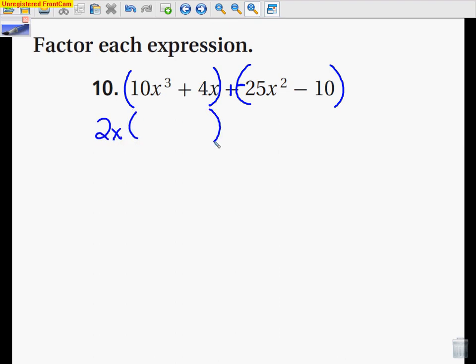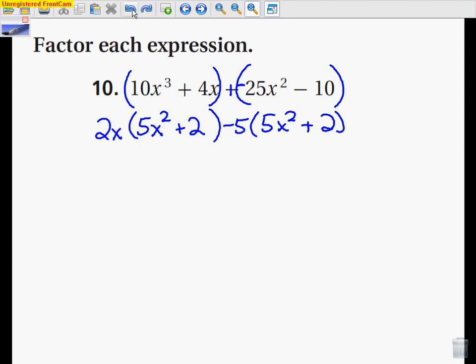Left on the inside, when you divide that out, you get 5, because 10 divided by 2 is 5. And then you had 3 x's, you took 1 out, so there are 2 x's left, so that's x squared. Same thing here, you're going to divide out the 2, so 4 divided by 2 is 2. You had 1 x, you took it out, so there's no x's left. And then here, between negative 25 and negative 10, you could take out a common negative 5. All right, if you divide out a negative 5, what will be left is a 5x squared plus 2, because negative 10 divided by negative 5 is positive 2.